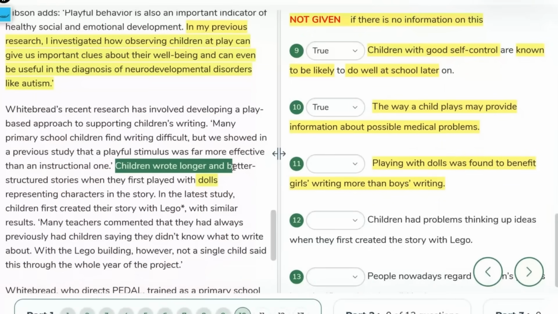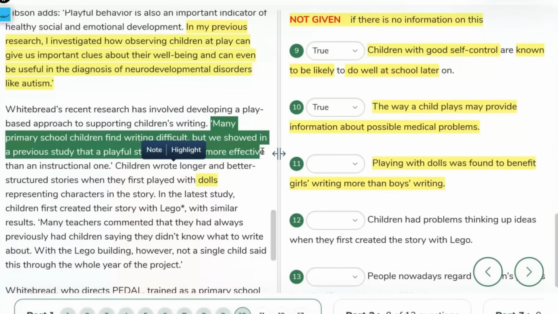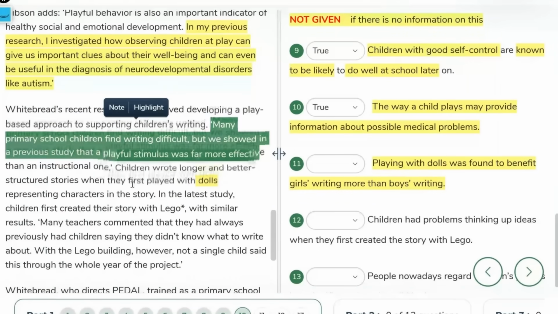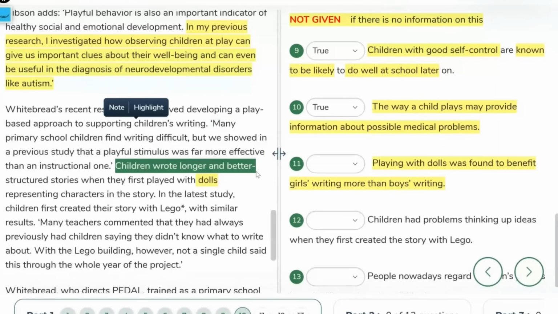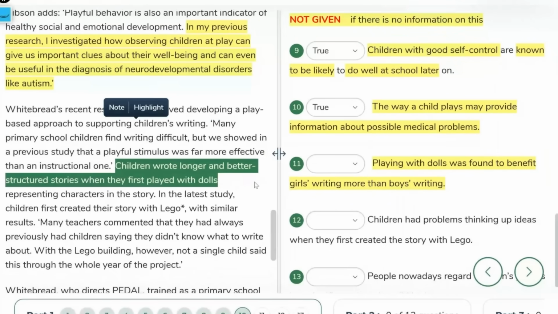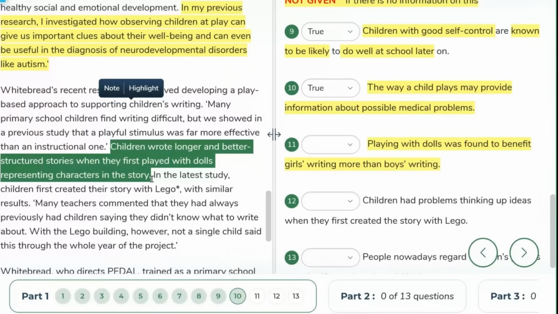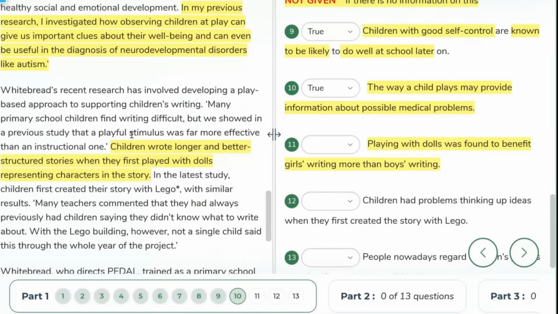Many primary school children find writing difficult, but we showed in a previous study that a playful stimulus was far more effective than instructions alone. Children wrote longer and better structured stories when they first played with dolls. They used the word children. Okay, they did not say boys more and girls more or anything like that. So what is the answer? Well done. So it benefited both, but separately, boys and girls not mentioned. So the correct answer for that is not given.